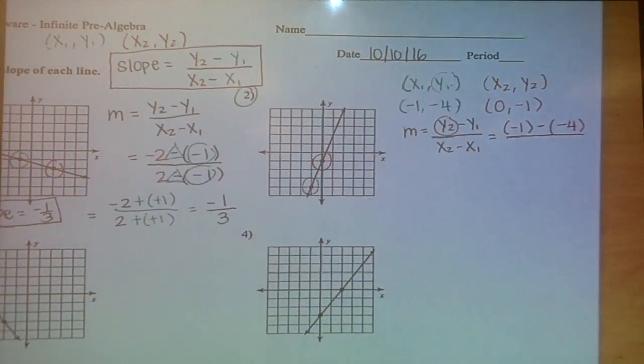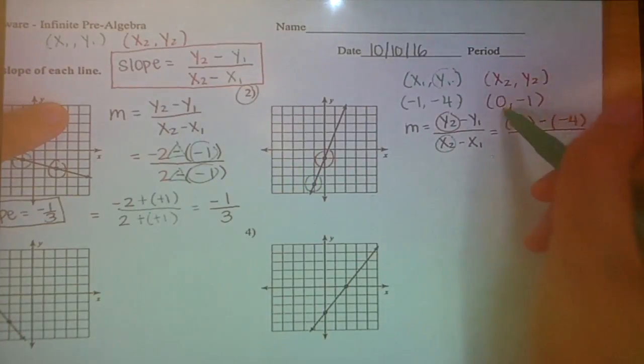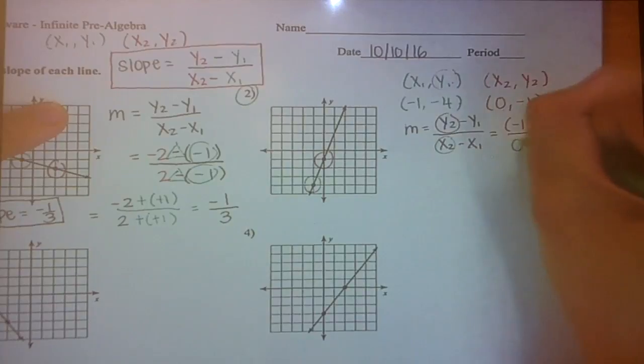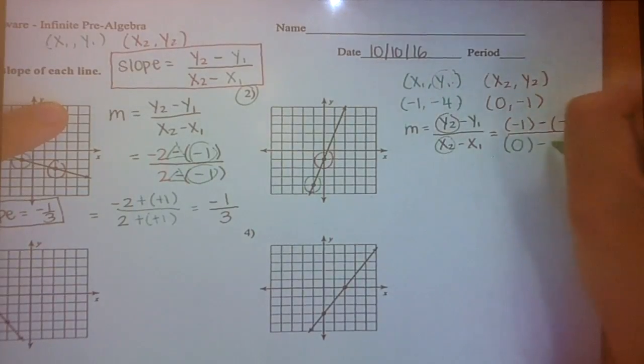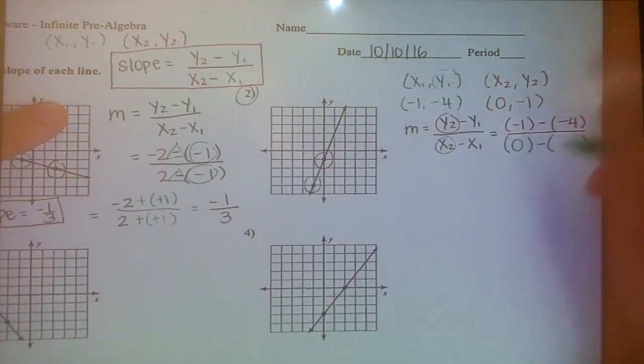Then I'm looking for x2, right here, x2 is 0, so I put 0 minus x1 is negative 1, so I'm going to put minus a negative 1.